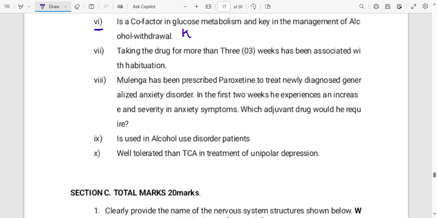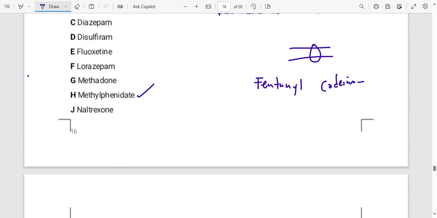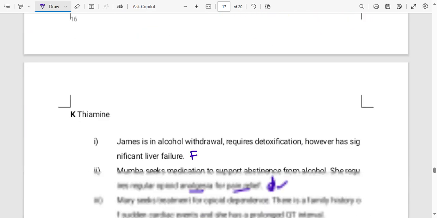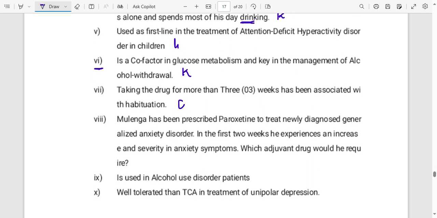Taking the drug for more than 3. Anyone? Okay, so we can pick this guy here, diazepam. So benzodiazepines, as we saw from our codependence and these other topics like anxiolytics, you use them for 2 weeks. After that, they can cause dependence.